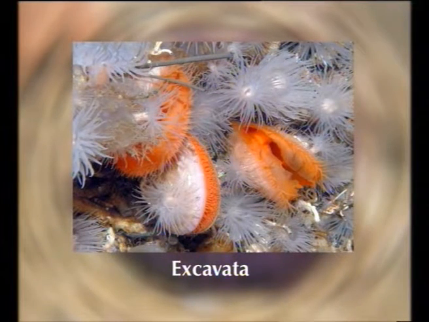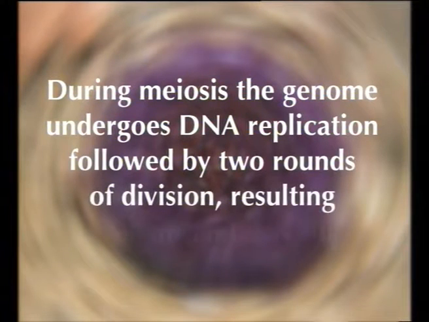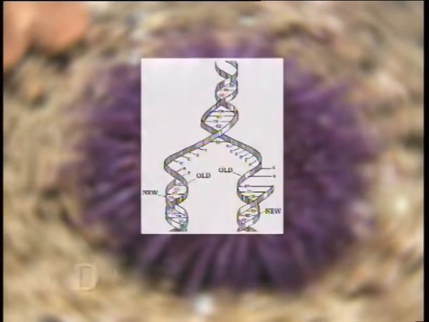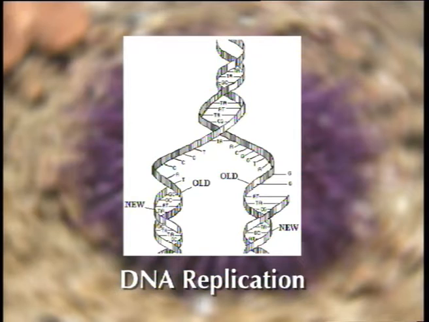During meiosis, the genome of a diploid germ cell, which is composed of long segments of DNA packaged into chromosomes, undergoes DNA replication, followed by 2 rounds of division, resulting in 4 haploid cells. Each of these cells contains 1 complete set of chromosomes, or half of the genetic content of the original cell.